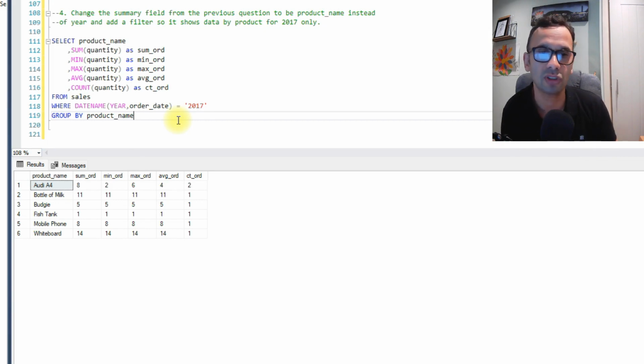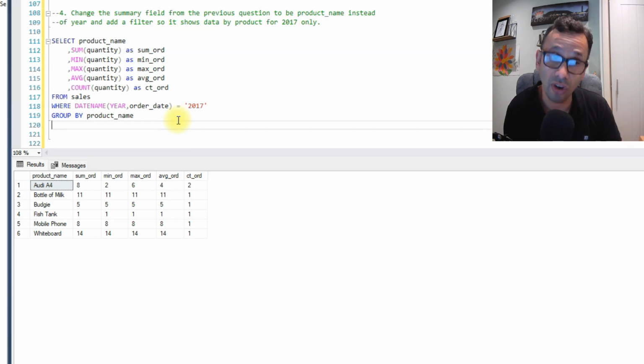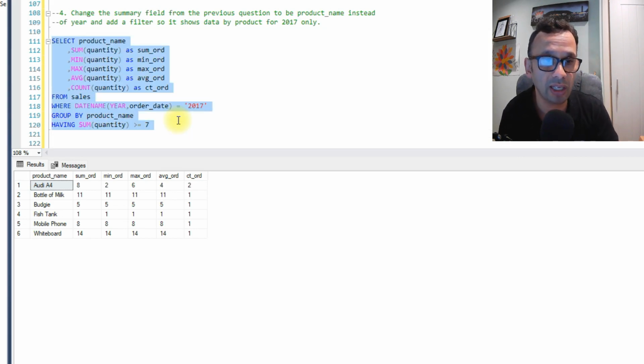So hopefully that wasn't too difficult. What we're asking for here is to say where the sum of quantity is greater than or equal to 7, and we do that not in the where clause but in the having clause, greater than or equal to 7. So we should just see Audi, milk, mobile phone and whiteboard. And there you go.